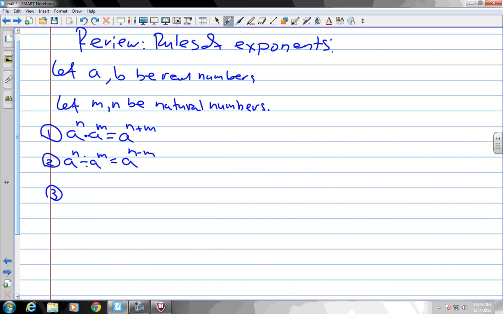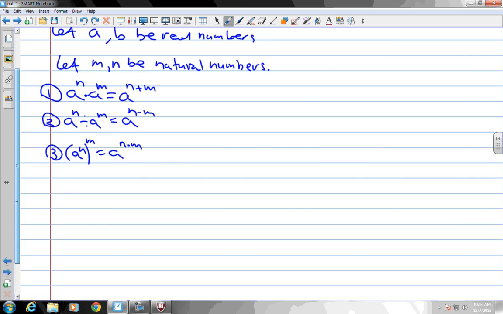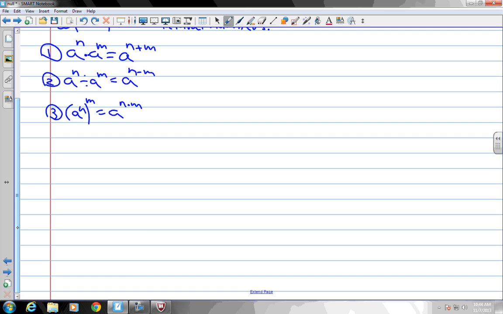And the third big rule, if you take an exponential expression and you raise it to another power, what do we do with exponents then? Multiply them. So it's a to the power n times m. Right? You know these 3. You know these 2, we've been using them extensively.